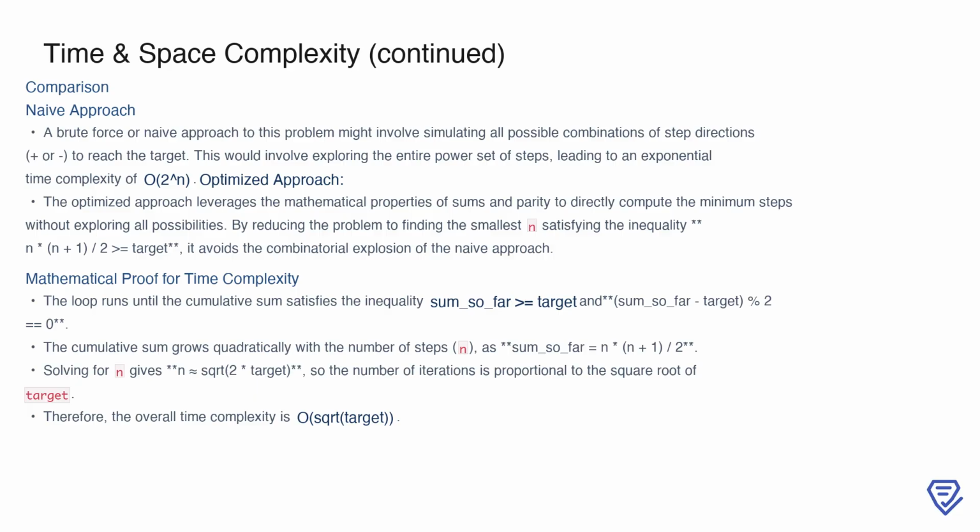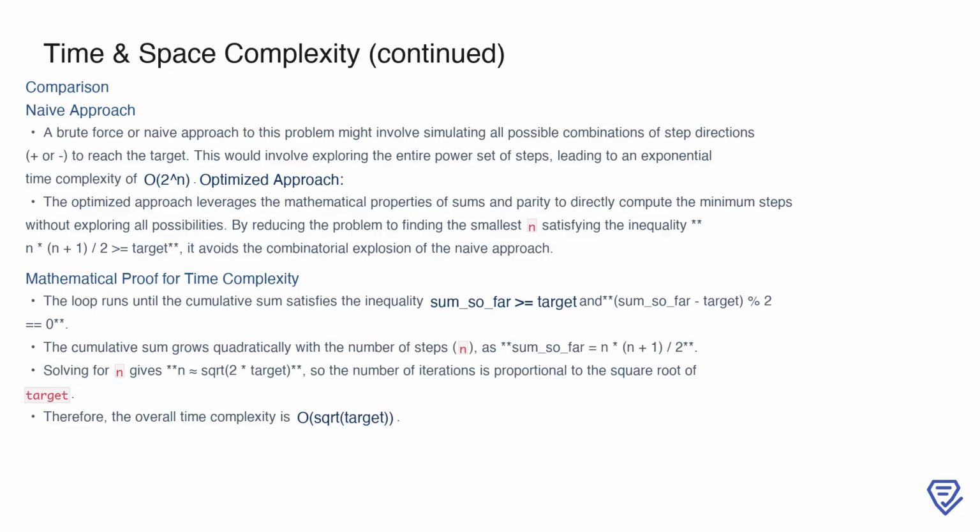Examining the time complexity further, we can see how this optimized approach compares to a naive solution. A brute force method might involve simulating all possible combinations of step directions, either positive or negative, to reach the target. This would require exploring the full power set of steps, which results in an exponential time complexity of 2 to the power of n. In contrast, the optimized solution leverages mathematical properties of sums and parity. By reducing the problem to finding the smallest n that satisfies the inequality n * (n + 1) / 2 >= target, it avoids the combinatorial explosion of the naive approach.